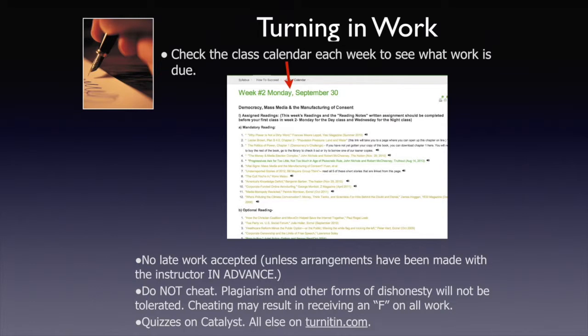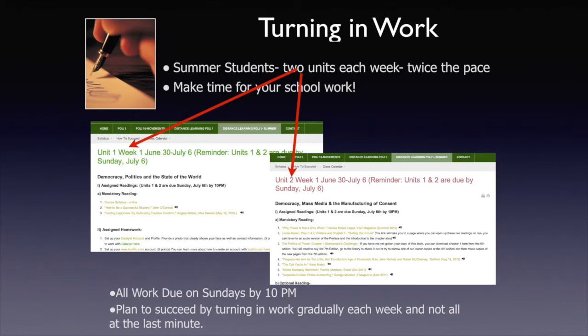Okay, so we're going to talk about turning in work. You're going to check the class calendar each week. Remember that each summer week does 2 different units. So you need to go, this week Unit 1, Unit 2. Unit 1 has a lot of hands-on participation stuff, setting up your Facebook page, et cetera, et cetera. Unit 2 gets more into some substantive reading. You're going to take a weekly quiz, et cetera.